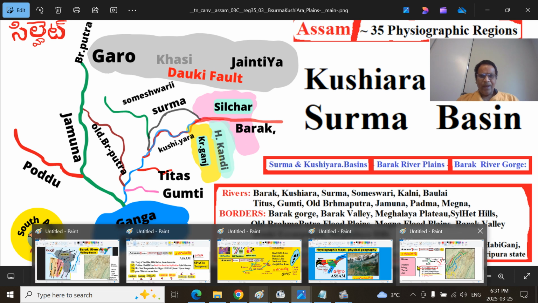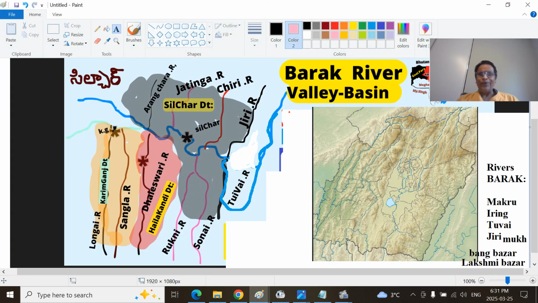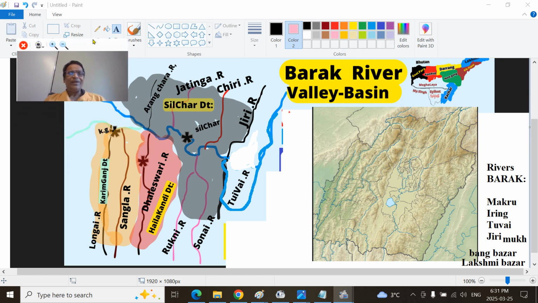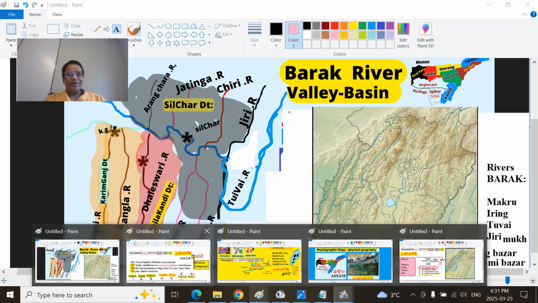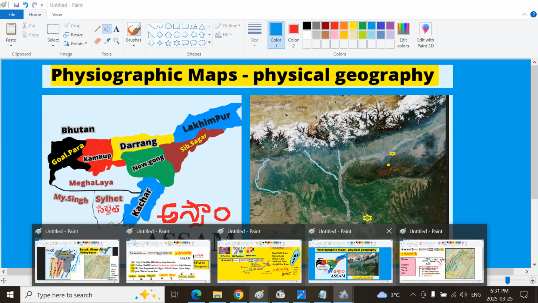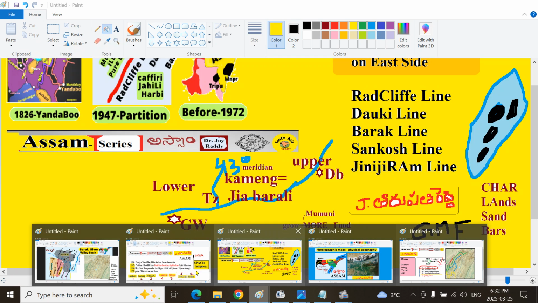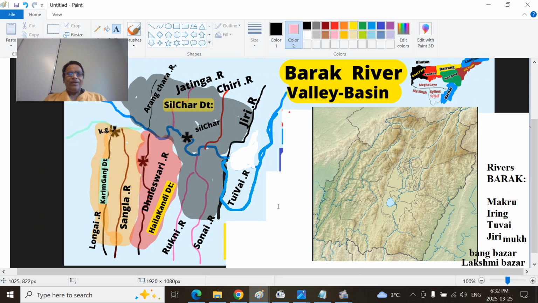I have delineated this before, and for completeness I will show you again if you missed it. And these are three districts, so we have three regions, that is the Barak Valley and Basin region. And we'll go over this again so that it will be very clear if you didn't have a chance to look at it. So I will try to map all three of them for you.